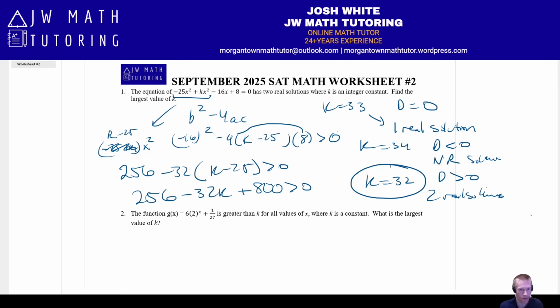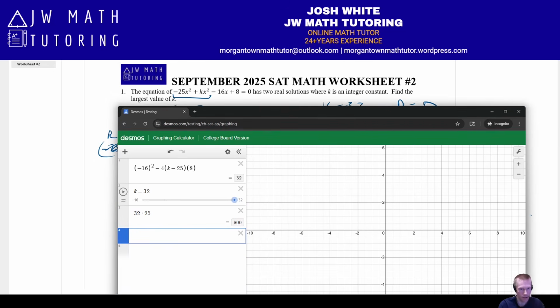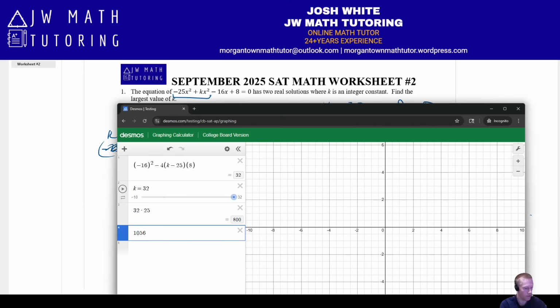So now if I want to solve this, I get negative 32k. This and this is 1056, so plus 1056 greater than 0. Then I subtract it to the other side, negative 32k greater than negative 1056. Divide by negative 32, divide by negative 32. k is greater than, what do we get? 1056 divided by 32. Technically, they're both negative.